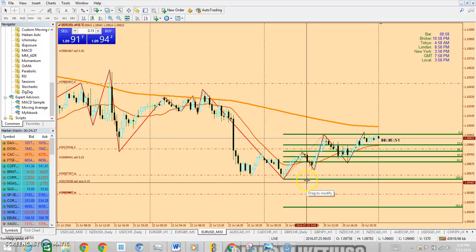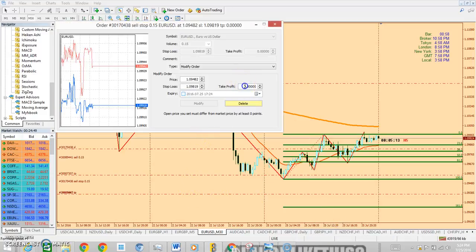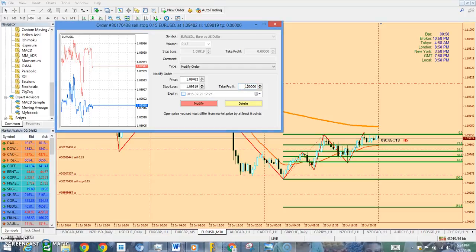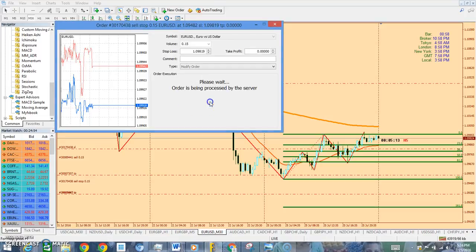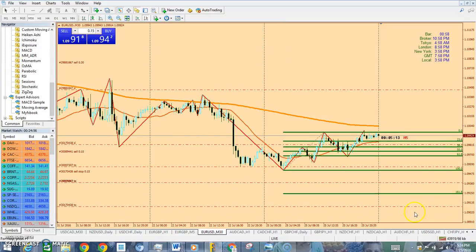So for this trade, I want to get at least 33 pips for my profit, matching my stop loss. So let me get 40 pips for this trade and I'll be satisfied. I don't want to be too greedy. 1.09088. There we go. And that should be for a profit of $59, 39 pips.